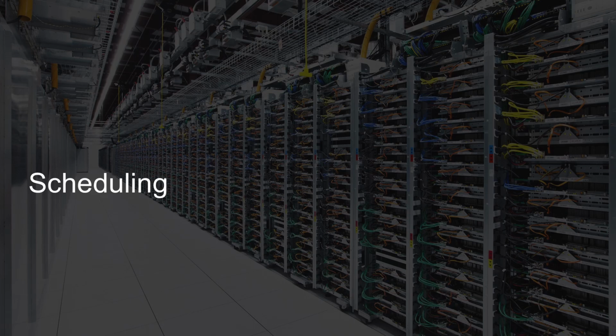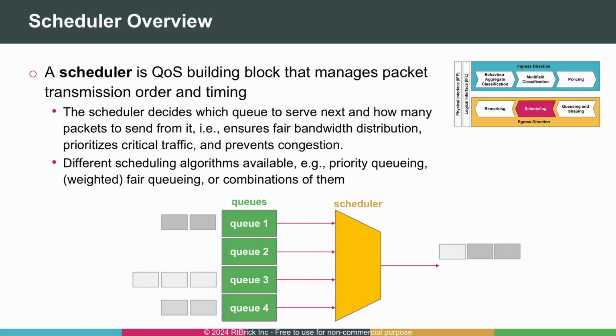In this final section of our presentation, we'll explore queue scheduling. A scheduler is a quality of service function that controls the order and timing of packet transmission. When packets are stored in queues waiting to be sent, the scheduler decides which queue to serve next and how many packets, or bytes, to dequeue. This makes the scheduler a central component of QoS.